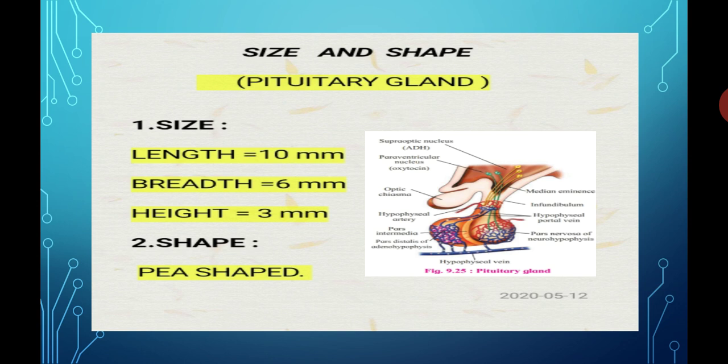Further, the shape of the pituitary gland is a P shape. So the size of a pituitary gland is 10 into 6 into 3 millimeter, and the shape is a P shape. This is about the size and the shape of the pituitary gland.